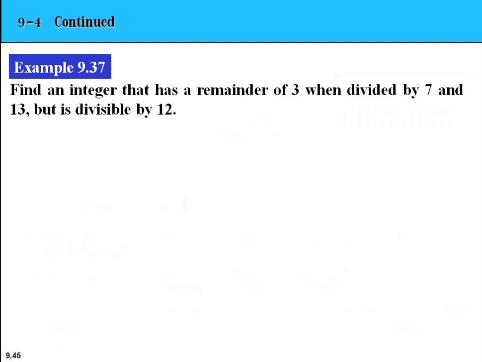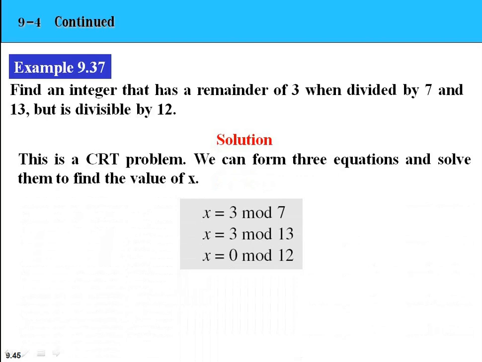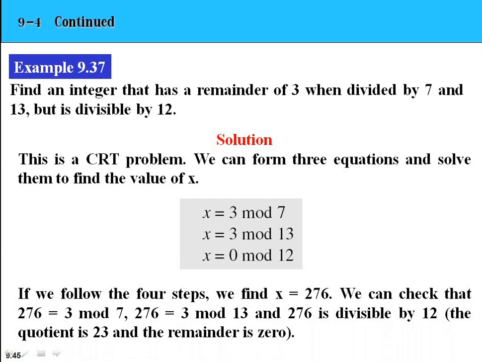Let us take one more example. Find the integer that has a remainder 3 when divided by 7 and 13 but is divisible by 12. We can write this statement in terms of three equations: x is equal to 3 mod 7, x is equal to 3 mod 13, and x is equal to 0 mod 12, since x is divisible by 12. Now we can apply the Chinese remainder theorem, and the solution comes out to be x equal to 276, and then we can check our answer by placing this 276 into these three equations.